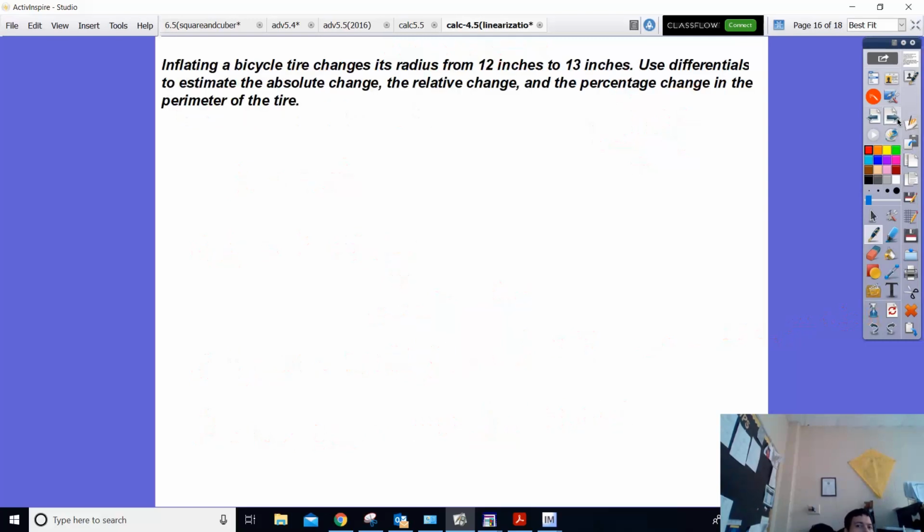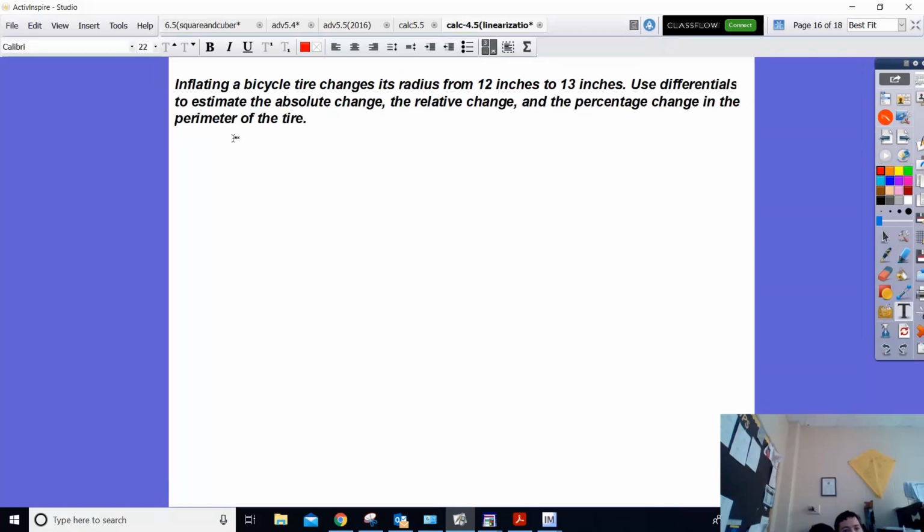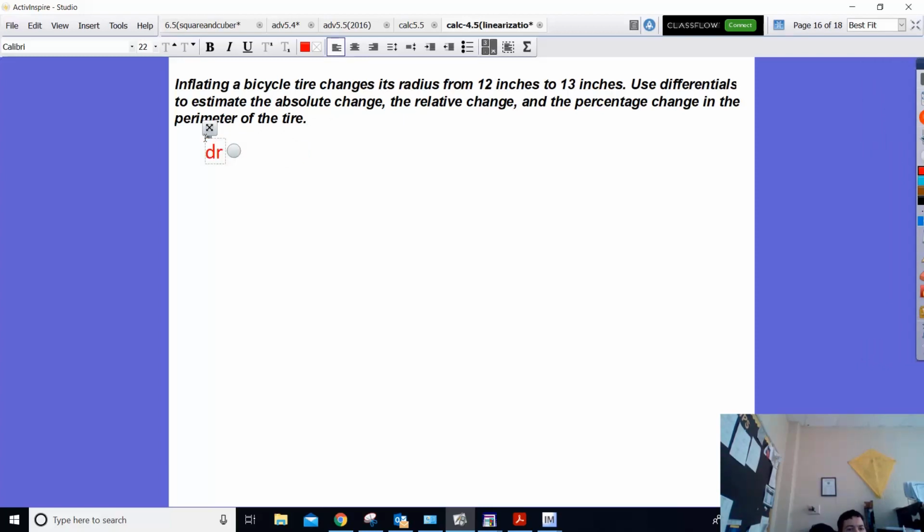What's up next? Bicycle tire. Inflating a bicycle tire changes radius from 12 to 13 inches. Use differentials to estimate the absolute change, the relative change, and the percentage change. When I read the text, the very first thing I notice is the change in the radius. 12 to 13. What happened to the radius? Grew by 1. Now we're going to use the original radius, 12.